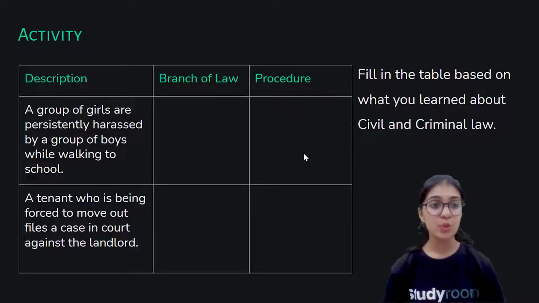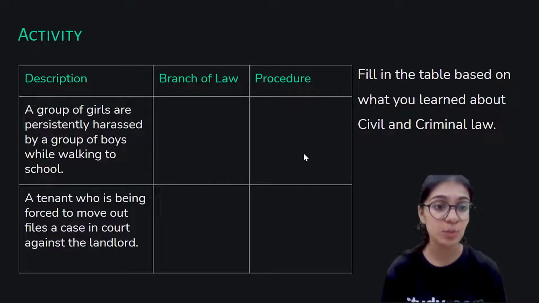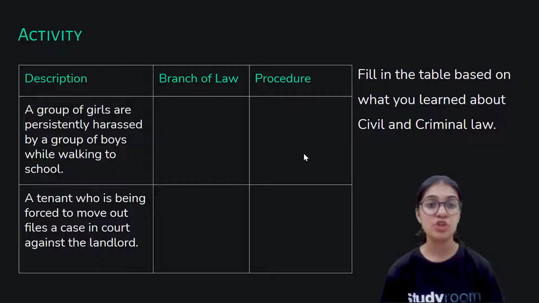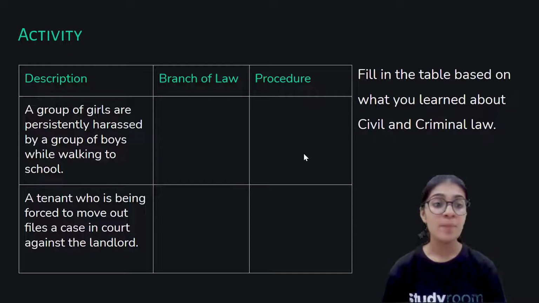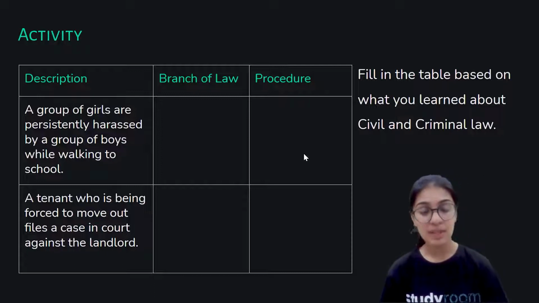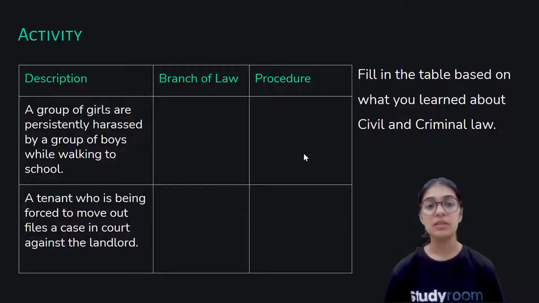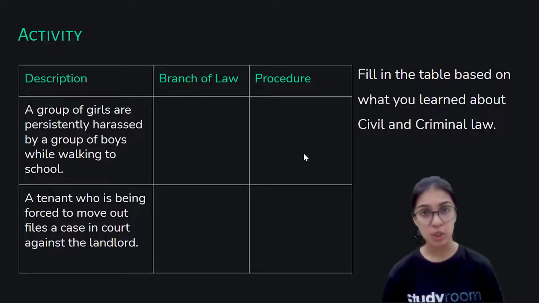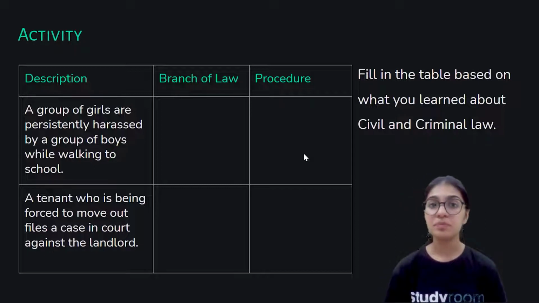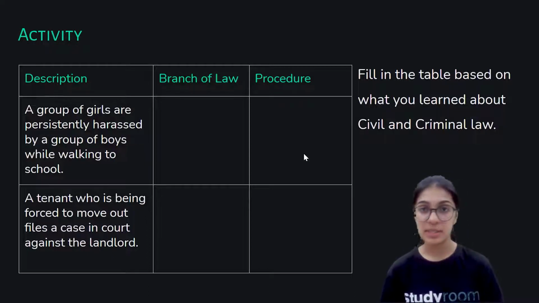Okay, so there are two description cases. The first one says that a group of girls are persistently harassed by a group of boys while walking to school, and we need to tell which of these is a civil law or a criminal law case. So basically, there is a group of girls who are being harassed. This is a criminal law case, and the procedure will be the same as I explained to you: that group of girls will go to the police station and file an FIR against that group of boys, and the police will find those boys and punish them against that FIR.